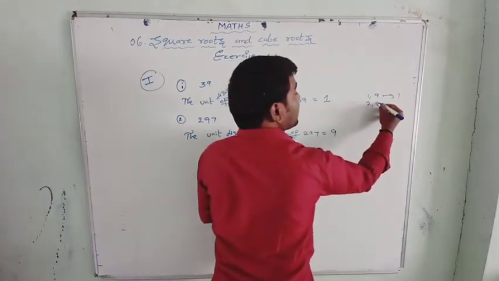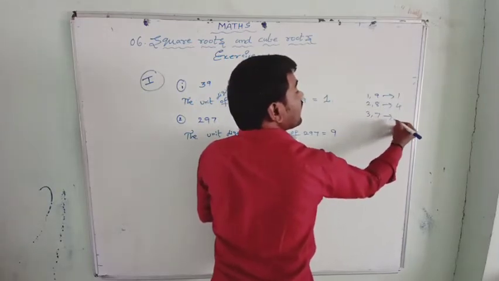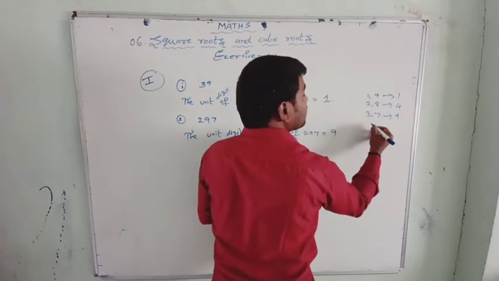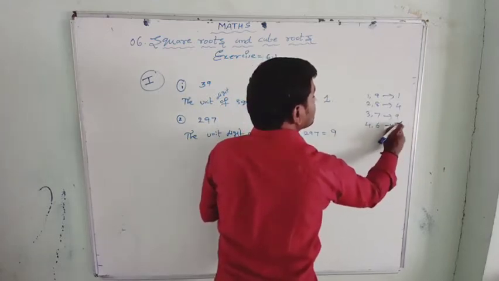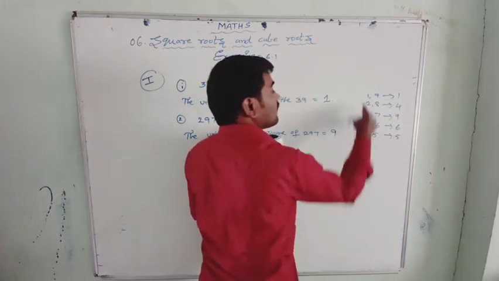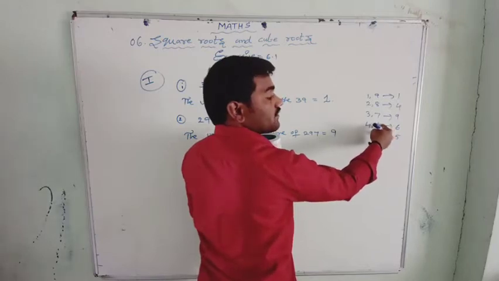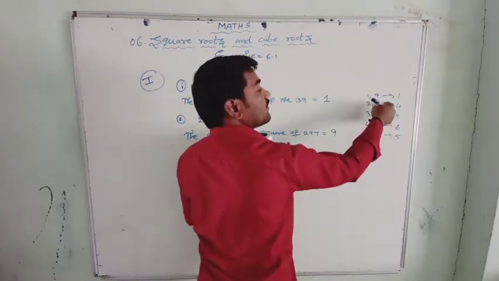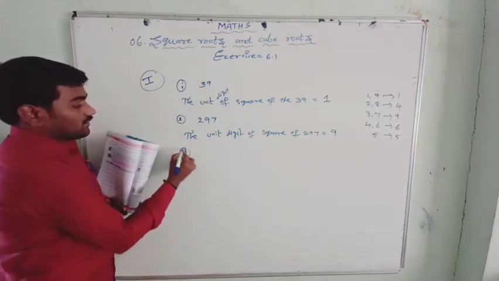2 and 8 end with the unit digit 4. 3 and 7 end with the unit digit 9. 4 and 6 end with the unit digit 6. 5 ends with the unit digit 5. 1, 2, 3, 4, 5, then 9, 8, 7, 6, or 5, 6, 7, 8, 9. In this way you remember. Okay, next, the third one.